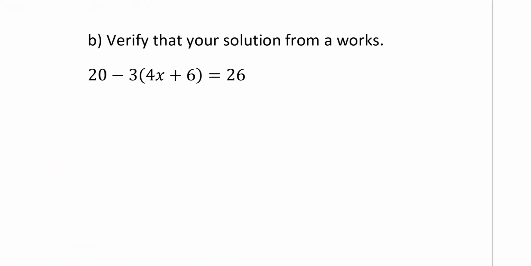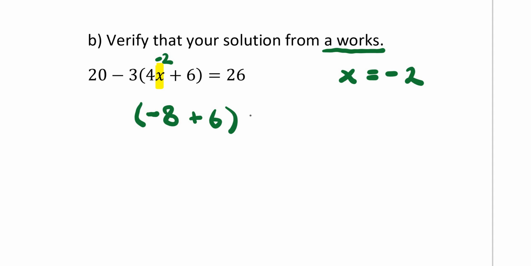And for part B, we need to verify that our solution from A works. From A, we found out that x equals negative 2. And here's my x right here. It's 4 times x, so this will be 4 times negative 2. And 4 times negative 2 is going to be negative 8. So negative 8 in the brackets plus 6. And that's going to equal 26 on the right-hand side.